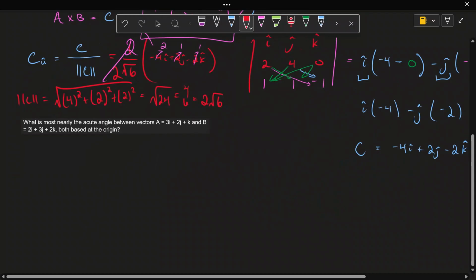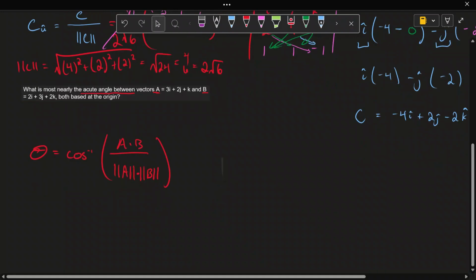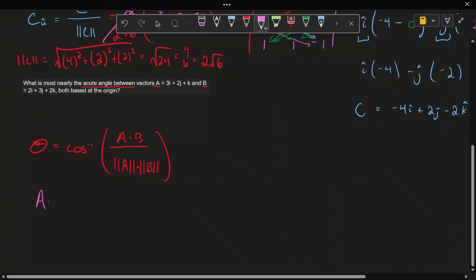For this last problem, we need to know the acute angle between these two vectors, vector A and vector B, both based at the origin. Okay, so that's good to know. But the big part here is we want to find the angle between them, and the equation for this is theta is equal to cosine inverse of A dot B divided by the norms multiplied. So A dot B, we're going to find out is what?